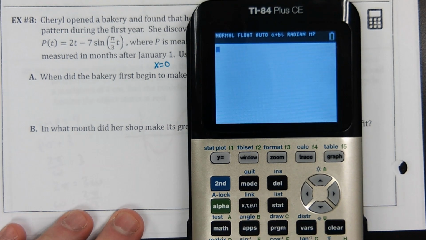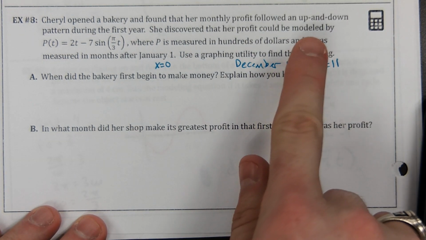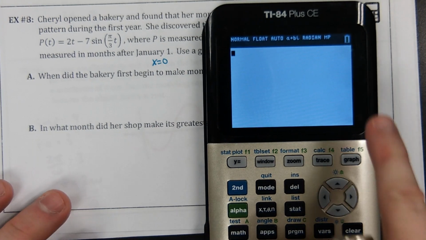Now, when you go to graph any trigonometry, please make sure your calculator is in radian mode. Yes? Because it says T is the number of months after January 1st. So if x is 1, you are a month after January 1st, which is February 1st. So if you say x equals 12, you're talking about the following January 1st. Okay. Anyway, make sure you're in radian mode.